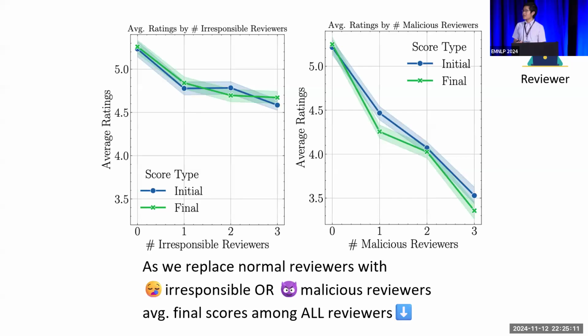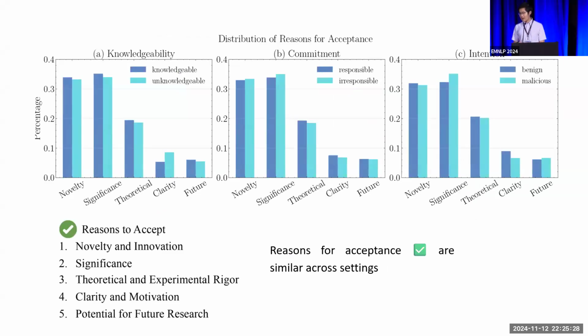And this is maybe a more intuitive evidence: when we add more irresponsible or malicious reviewers into the process, we can see there's a huge drop among both the initial and final scores in the process. And beyond numerical analysis, we also perform more fine-grained analysis based on the contents of the reviews. So here we plot the distribution of the reasons for acceptance raised by the reviewers. We can see that the distribution of acceptance reasons are similar across different settings.